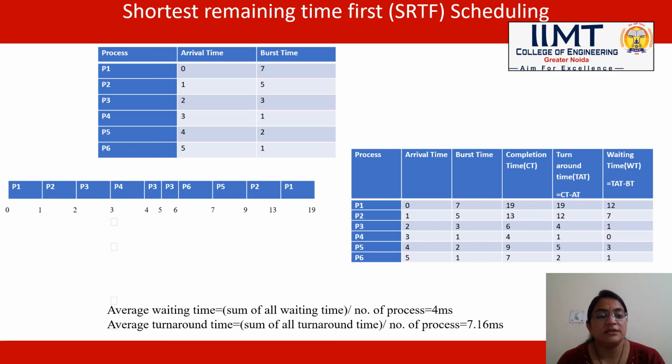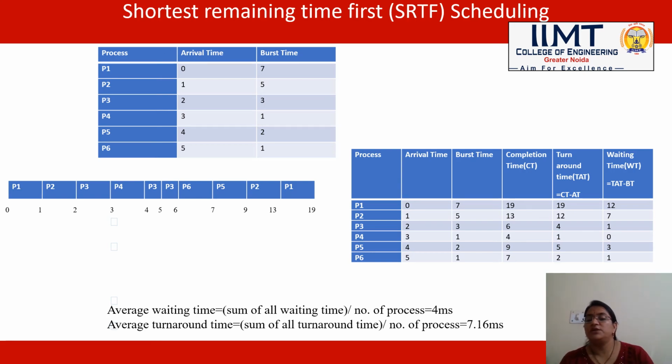P1 completion time is 19 milliseconds. P2, 2 milliseconds. At 30 seconds P2 will execute. At 6 seconds P3 will execute. At 4 seconds P4 will complete their execution, and P5 at 9 seconds, 9 milliseconds, the P5 process will execute.